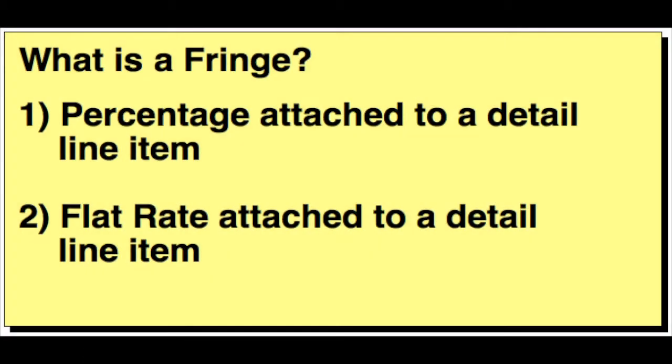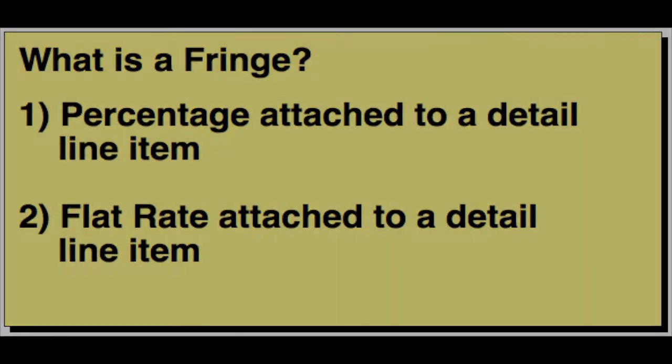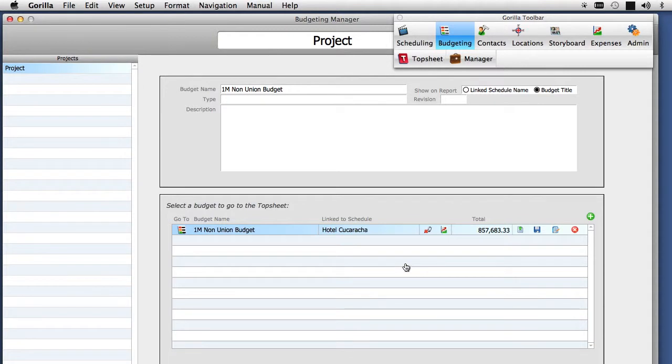What is a fringe? Fringes are percentages or flat fees, usually additional benefits, attached to any detail line item, usually a cast or a crew member. Fringes are defined in your budget and are attached to detail line items. So let's go into the budget module and select a budget.